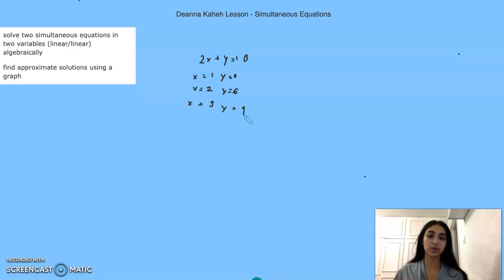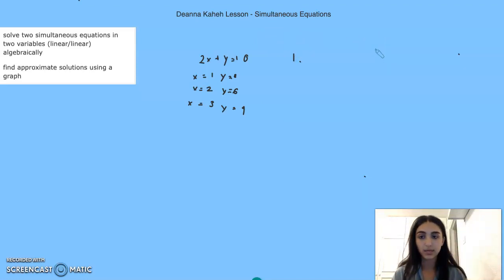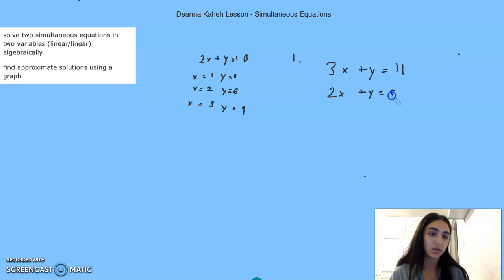To be able to solve an equation like this, the most common way to do it is to have another equation as well, which is called a simultaneous equation. A common example would be 3x plus y equals 11. And then we would have 2x plus y equals 8.